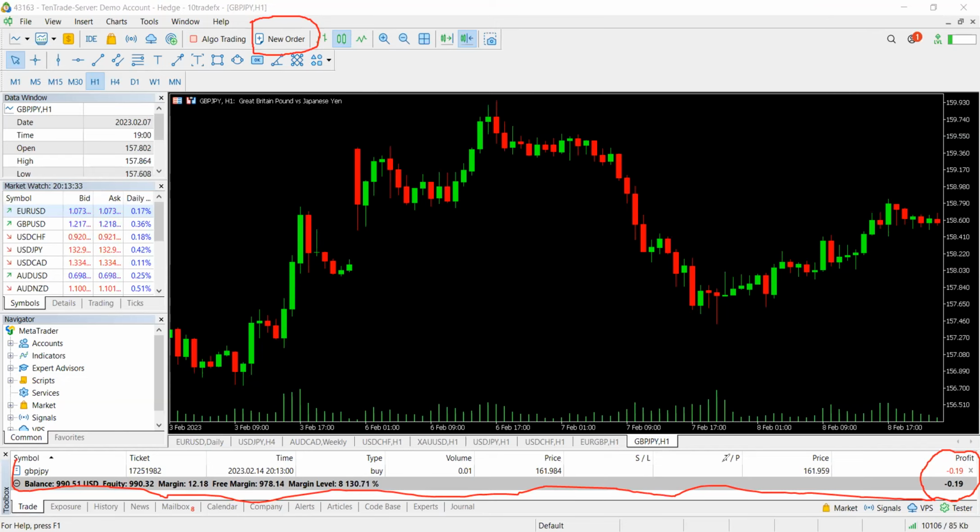At any point in time, you can also manage your trades as long as the trade is still ongoing. By managing your trades, it means that you can change your stop loss, and you can change your take profit at any point in time. So how do you manage your trade?